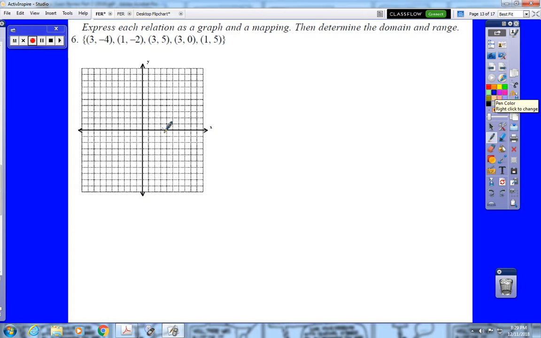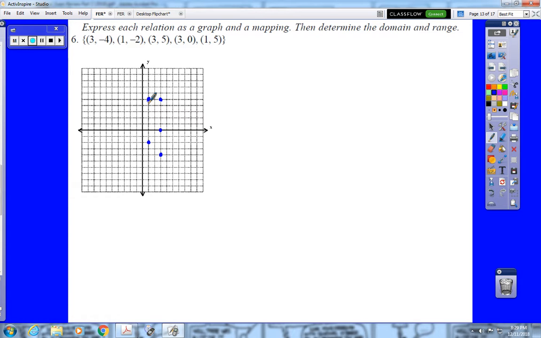So let's see. 3, negative 4 would be right 3 down 4. 1, negative 2 is right 1 down 2. 3, 5 is right 3 up 5. 3, 0 is right 3 up 0. And 1, 5 is right 1 up 5.